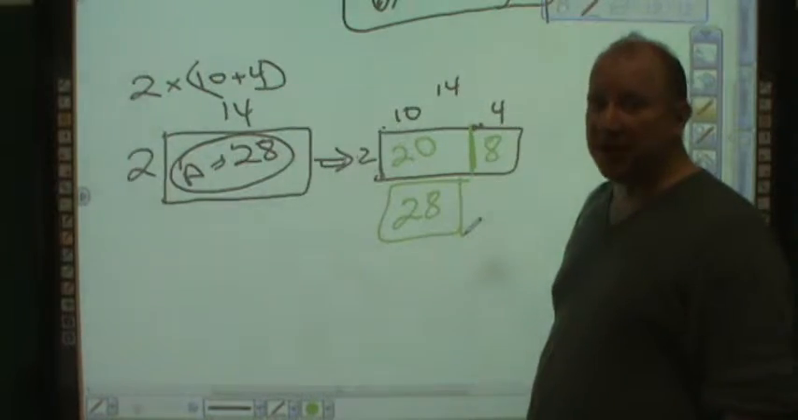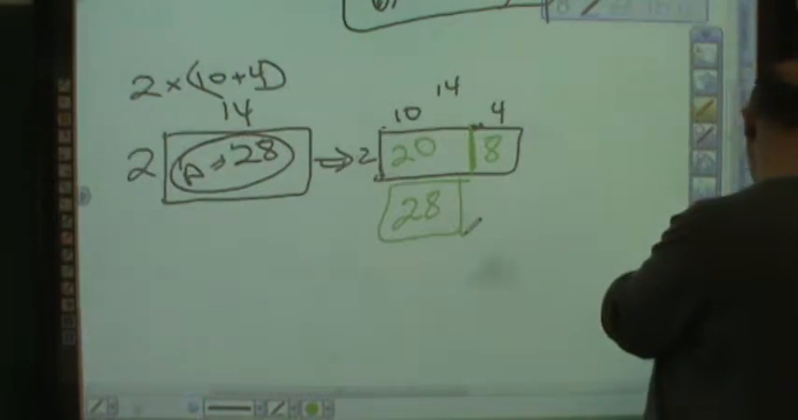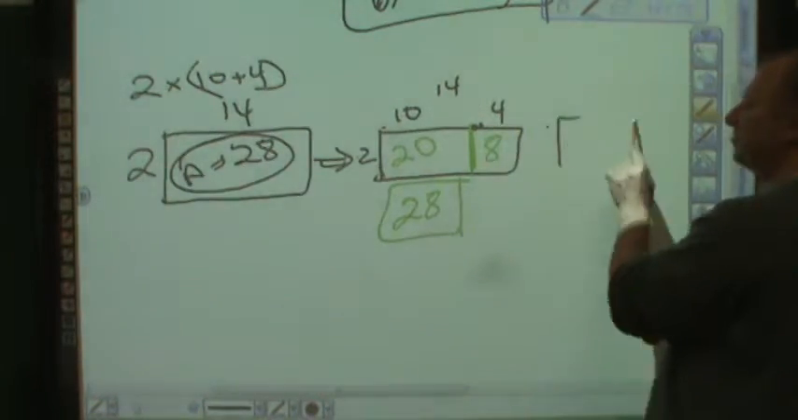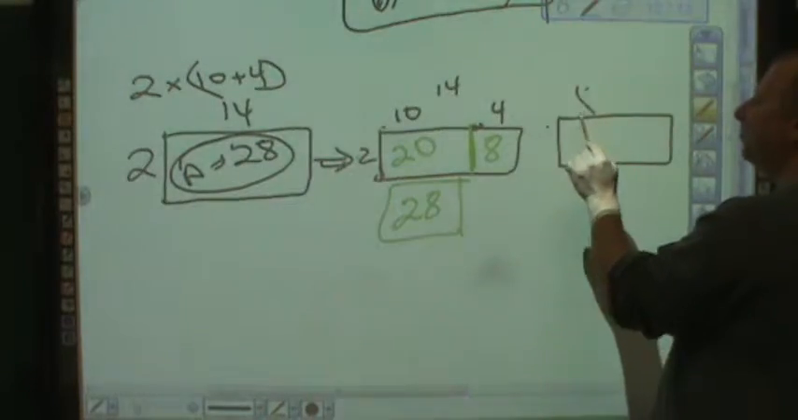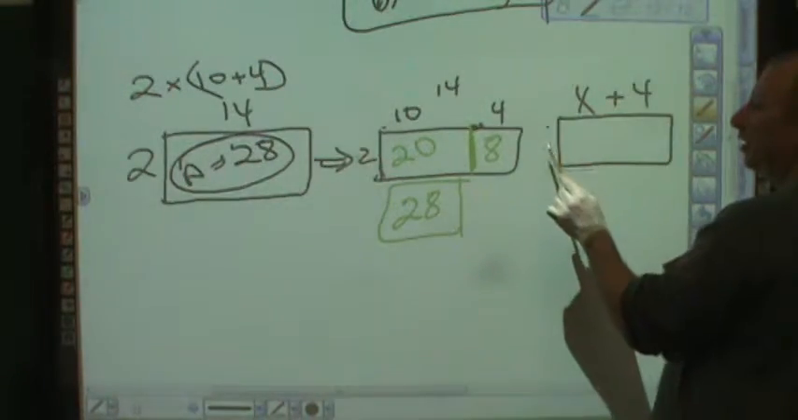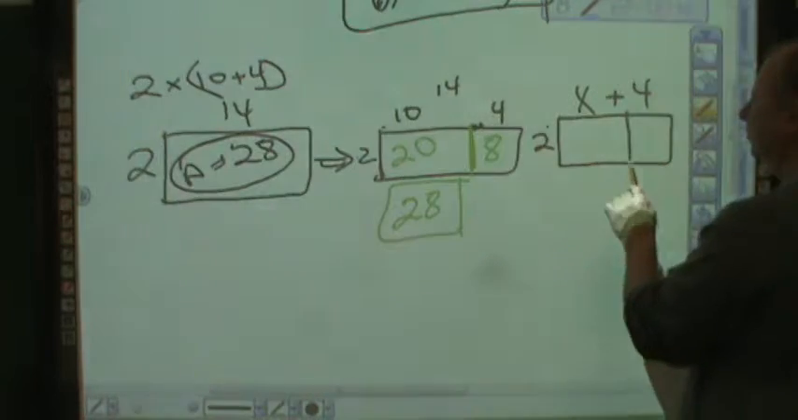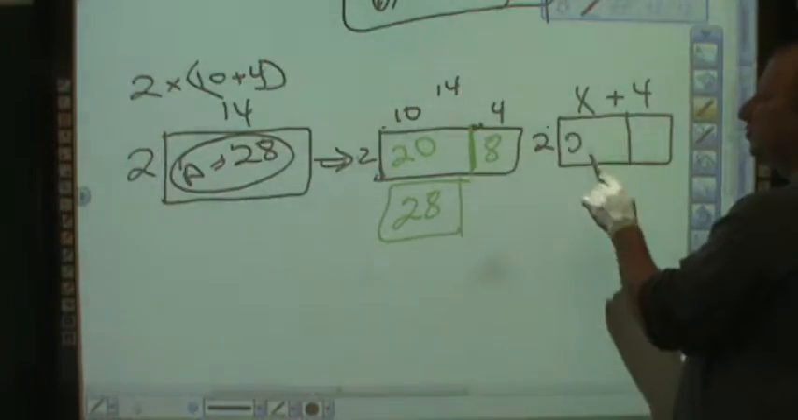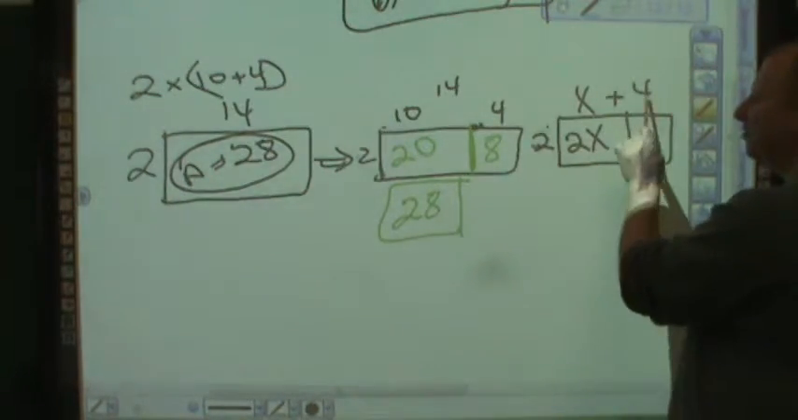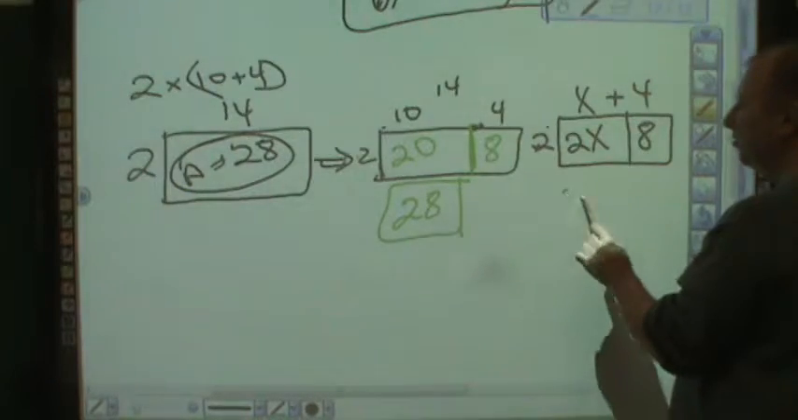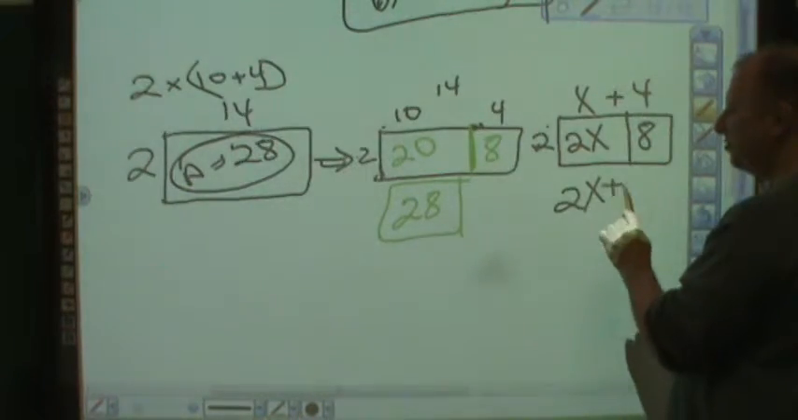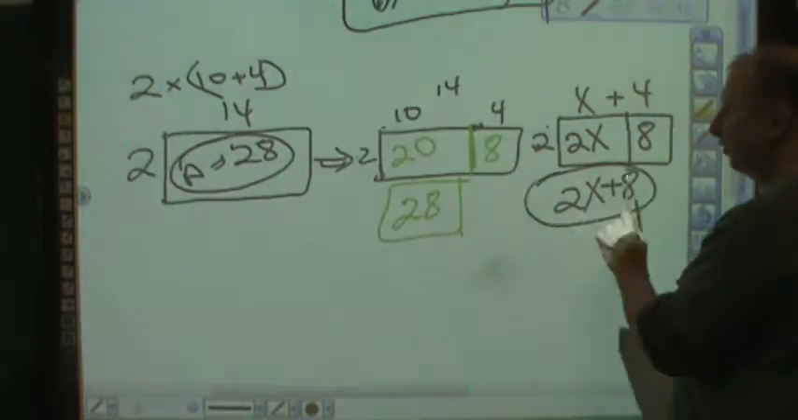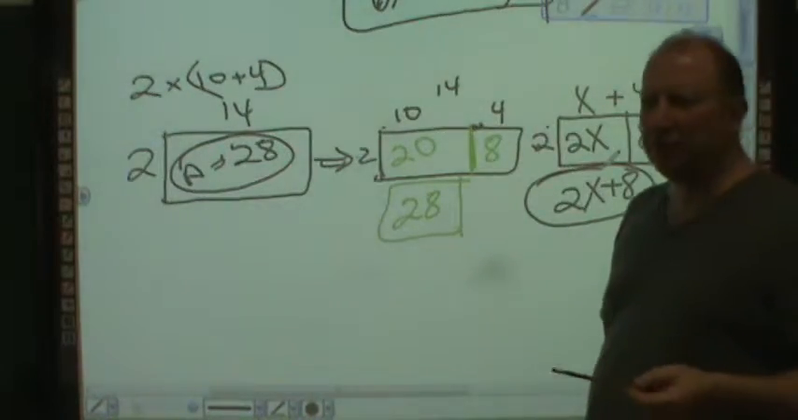Let's do the same thing again. What happens if I would say instead of 14, it's x plus 4 and 2? Well, the area of this is 2x. The area of this is 2 times 4 is 8. So 2x plus 8. And that's all to it.